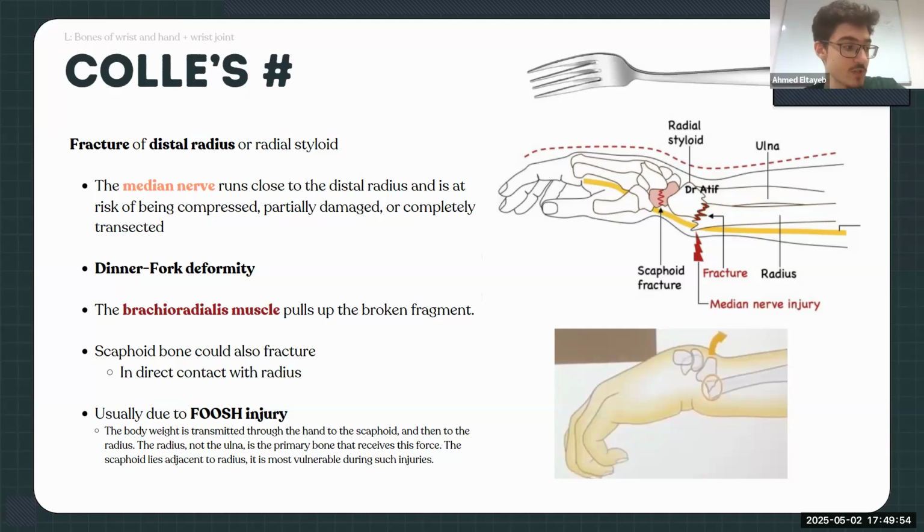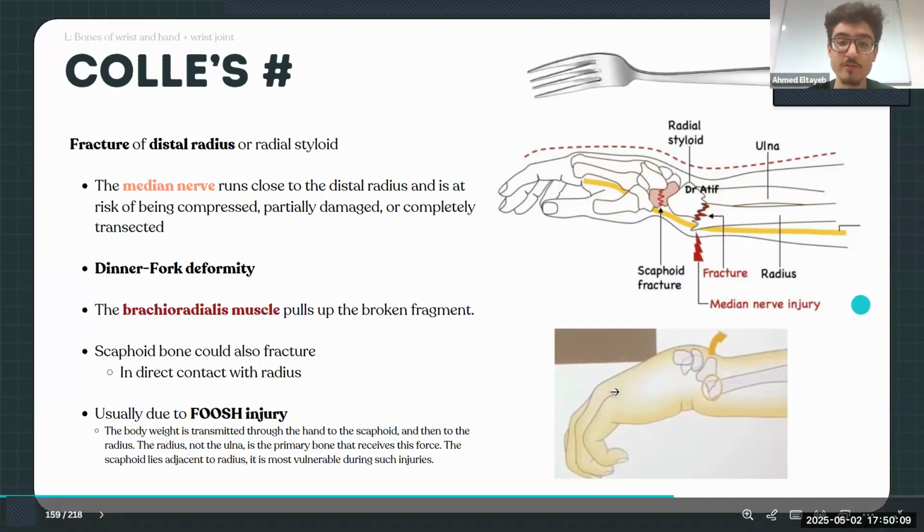And what did we say about fractures of the scaphoid? It's a medical emergency. You have avascular necrosis that could happen. Keep that in mind. And it's caused due to a Fuchs injury. The brachioradialis muscle will be the one responsible to pull the broken fragment.